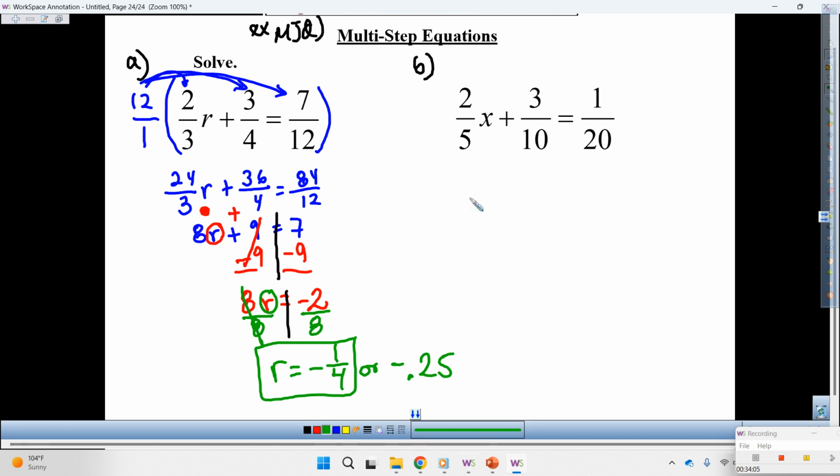Therefore, I want you to do B by yourself. B by yourself. I'll leave this one right there so you can see the process. Do B by yourself. 2/5 x plus 3 over 10 equals 1 over 20. Go.